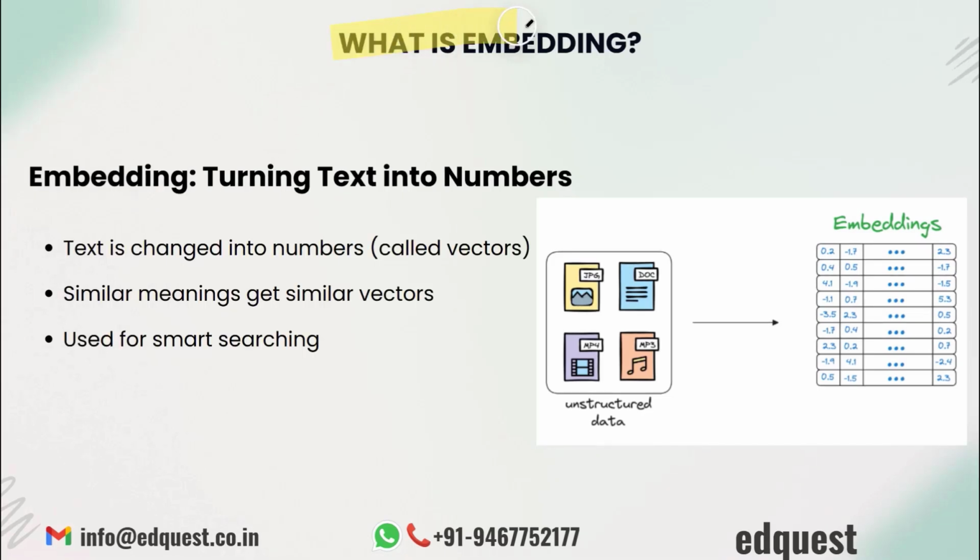What is embeddings? Now, how does AI understand those chunks? That is where embedding comes in. Embeddings are like a numerical fingerprint of text. We use an embedding model to convert text into vectors, numbers that capture the meaning of the sentence. Two similar sentences like India is a country and Bharat is a nation would have vectors that are close to each other. These embeddings help the AI find similar meanings, not just similar words. It is used for smart searching.